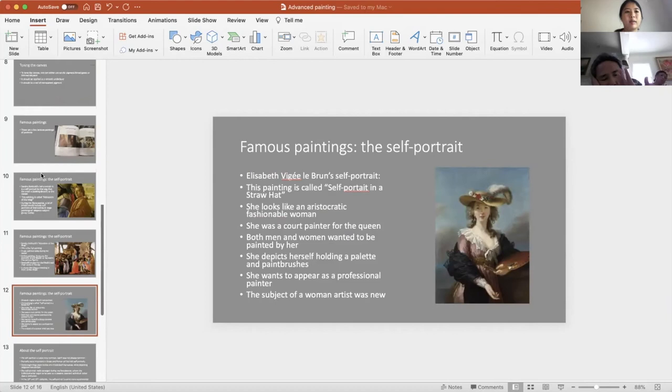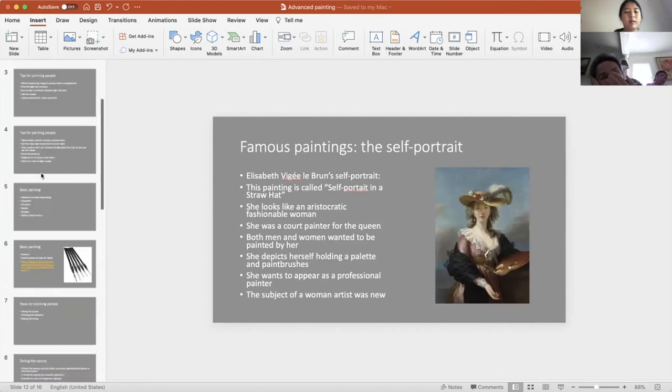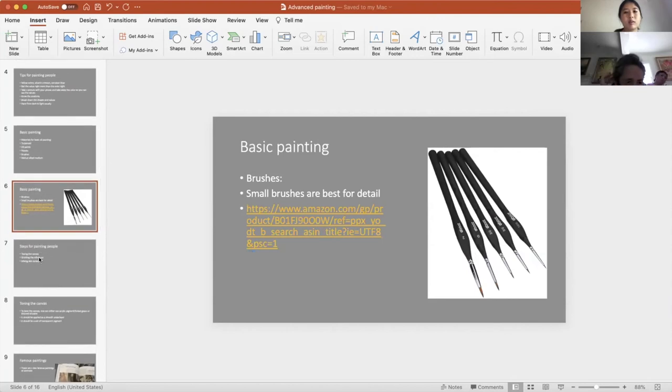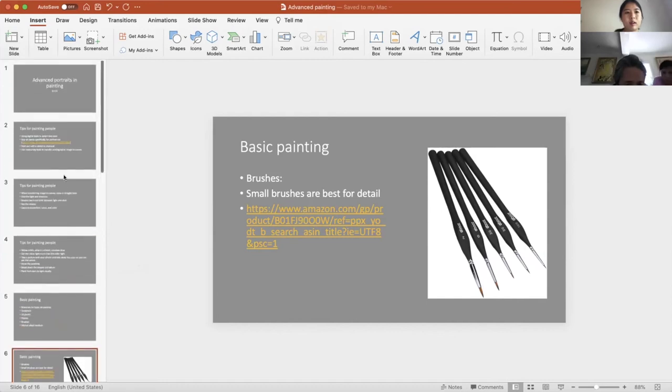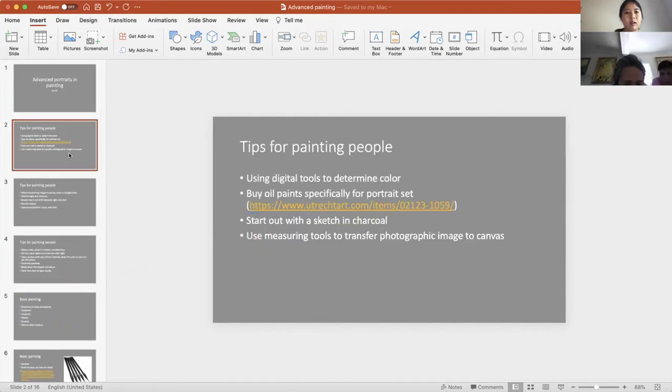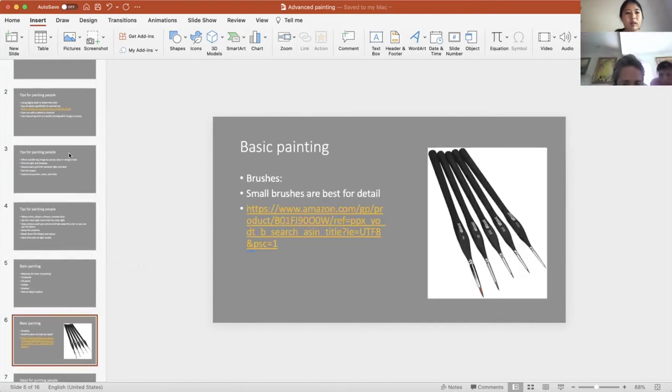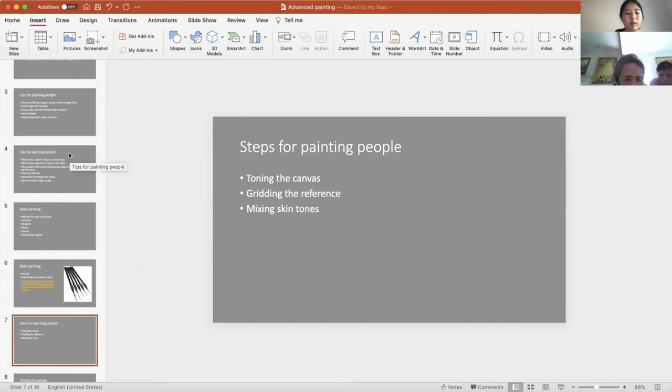Like if you want to show... Okay, you should draw. Where is it? Steps start from here. Next page, steps. Yeah, these are okay. I tell you what to buy.